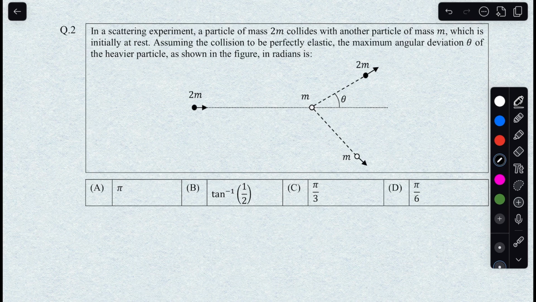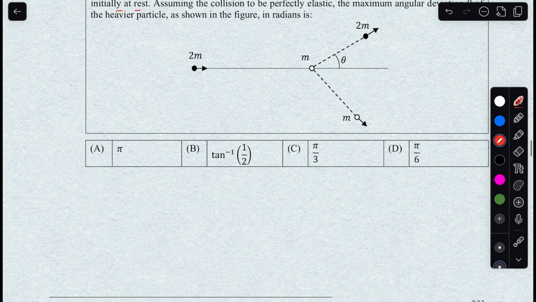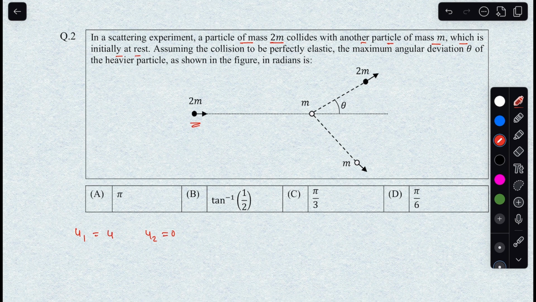This is the second question of paper 1 of JEE Advanced 2025. In this question, it is given that in a scattering experiment, a particle of mass 2m collides with another particle of mass m, which is initially at rest. So the initial velocity of this one is 0. Let me write it like this: u1 for this 2m is u, then u2 is 0. Assuming the collision to be perfectly elastic, so e is equal to 1.